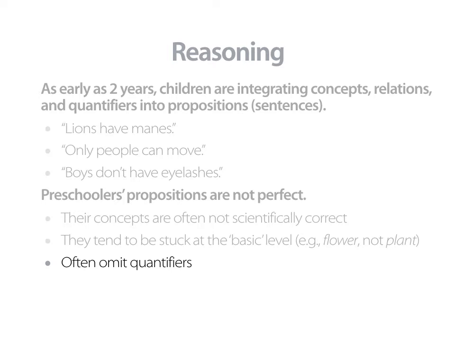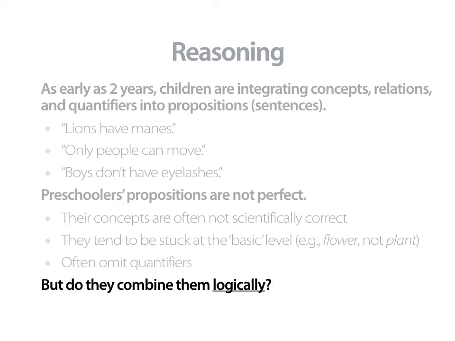They also often omit quantifiers. So children will say lions have manes, but they don't specify that all lions have manes versus most lions have manes. That's an important difference. If most lions have manes and you find out that Leo is a lion, it's a good chance that Leo has a mane, but it isn't certain that Leo has a mane. But do they combine then these propositions logically?